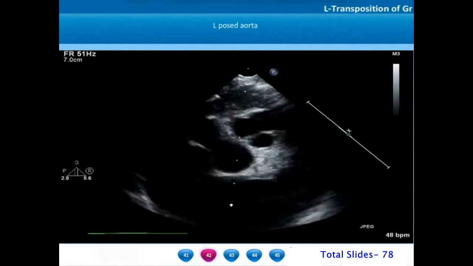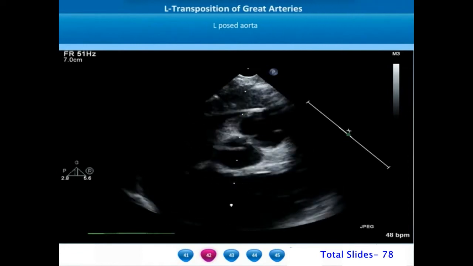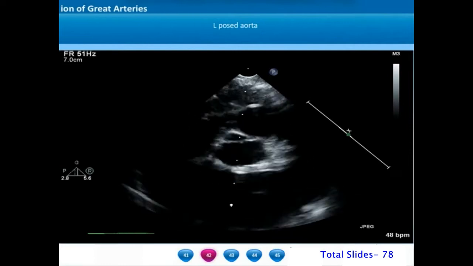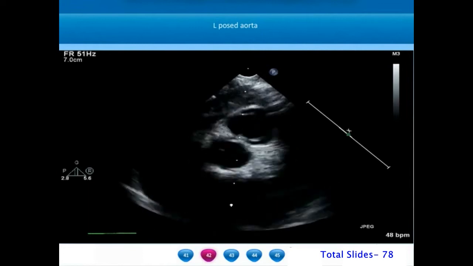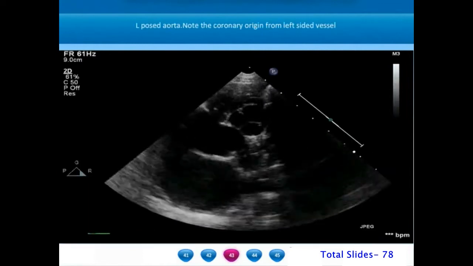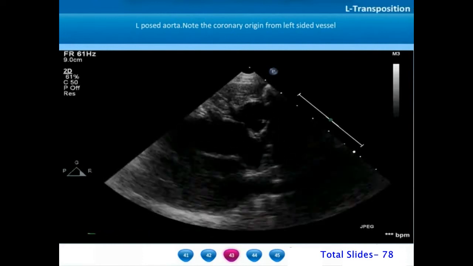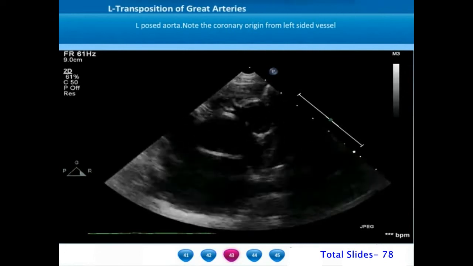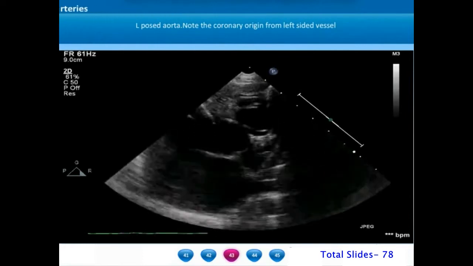On a parasternal short axis view, we can appreciate that the aorta is left and anterior and the pulmonary artery is right and posterior. This is described as the L-malposed aorta, or in short, the L-posed aorta. In the absence of outflow tract obstructions, the anterior aorta will be marginally smaller than the posterior pulmonary artery. We can notice the coronary arteries arising from the left and anterior aorta.